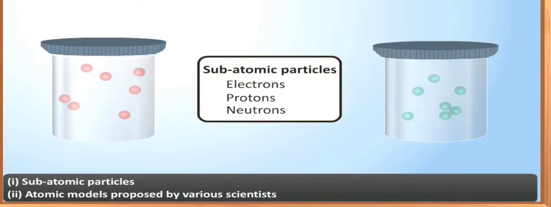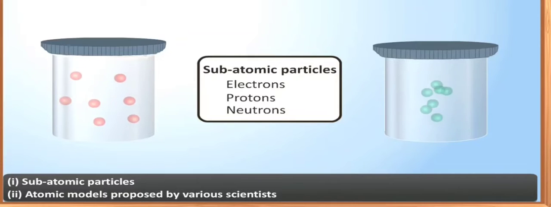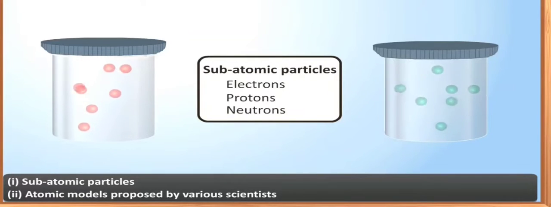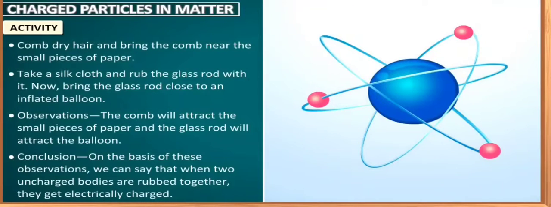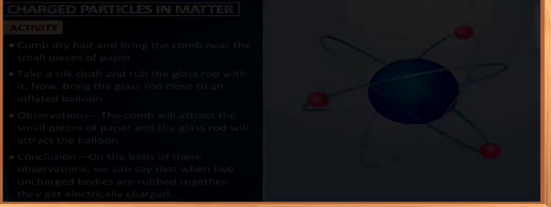This means that these models will tell us about the arrangement of the subatomic particles inside the atom. In this module, we shall discuss the charged particles in matter and Thomson's model of atom. Let's start with the first topic, charged particles in matter. We shall perform an activity to understand the nature of the charged particles in matter.